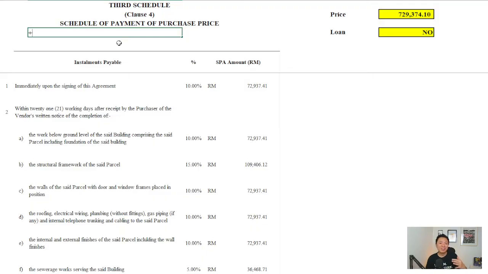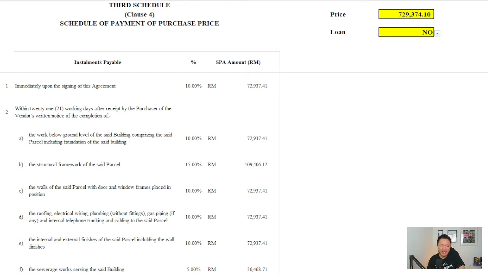Now we are going to get into the details of the progressive payment, and I put the timestamp in the description, so if you already know this part, you can just skip forward. For those of you that have never bought property before, this is something for you. We will quickly look into the details in the progressive payment schedule.